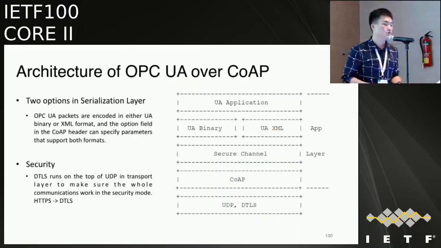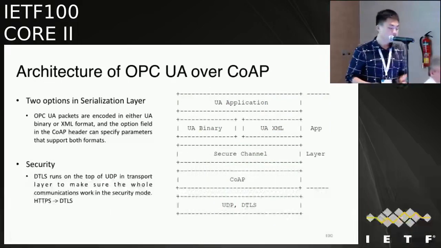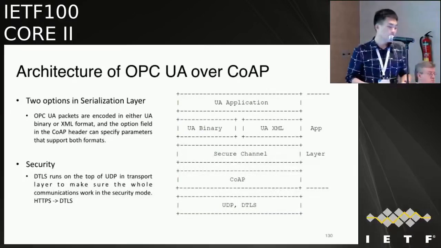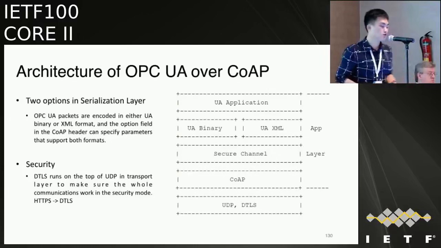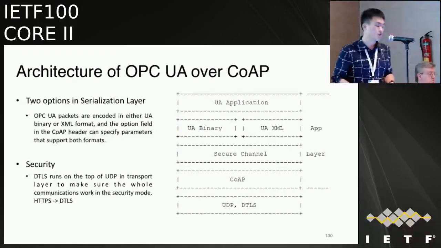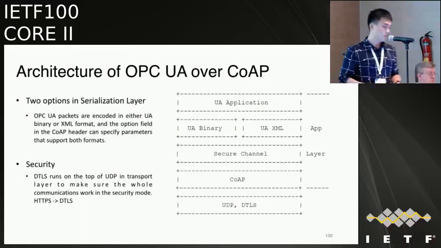This figure shows the architecture of OPC UA over CoAP. In the serialization layer, OPC UA packets are encoded in either UA binary or UA XML, and the option field in the CoAP core header can specify parameters to support both formats. As for security, DTLS runs on top of UDP in the transport layer to make sure the whole communication works in the security mode.